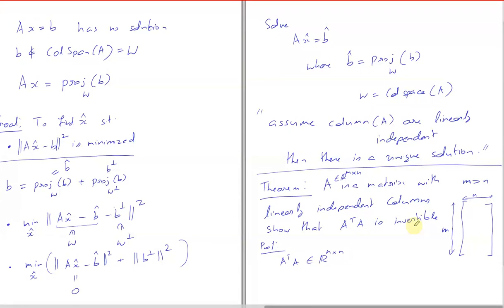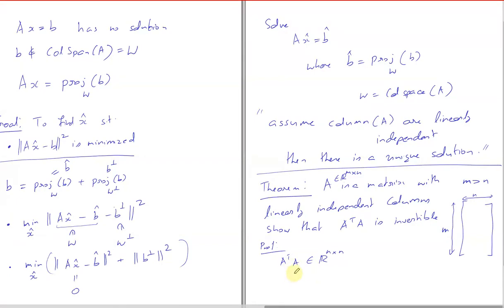Sir, the columns of A are linearly independent, right? So there is no null space of A. A transpose A is a linear combination of some linearly independent vectors, so it can't be zero, right?